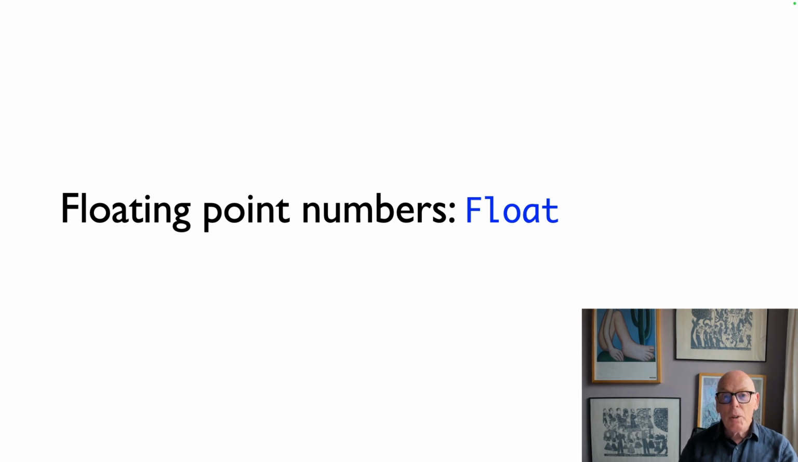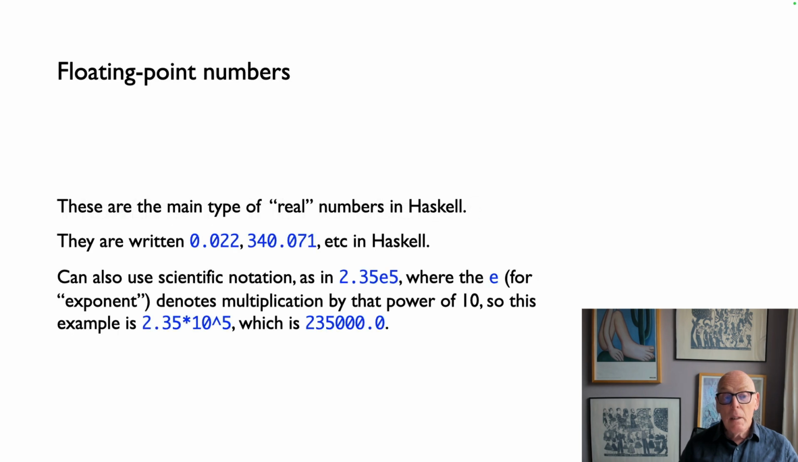In this short segment, I want to talk about the type float of floating point numbers in Haskell. This is the main type of real numbers in Haskell, which are written with a decimal point. The idea about a floating point is that you can have as many digits after or before the decimal point as you wish, rather than fixed point numbers where you would have a fixed number of positions after the decimal point. Now, in practice, there isn't an unlimited number, but this allows the widest possible representation.